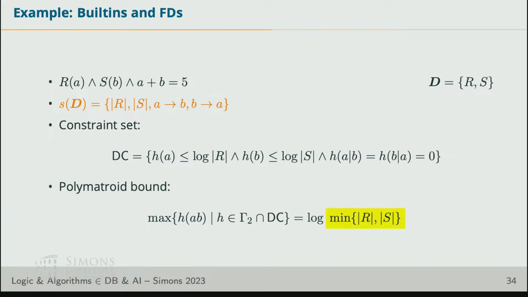Yeah, this is one of my favorite examples. It's extremely simple. In databases, sometimes you write queries like this: R(A), S(B), and A plus B is equal to 5. It's the simplest example that illustrates the strength of this bound.